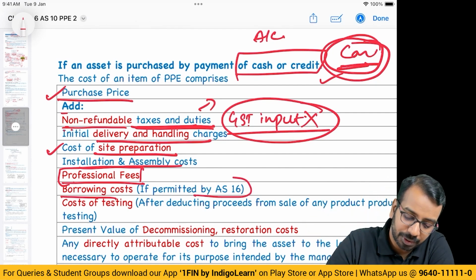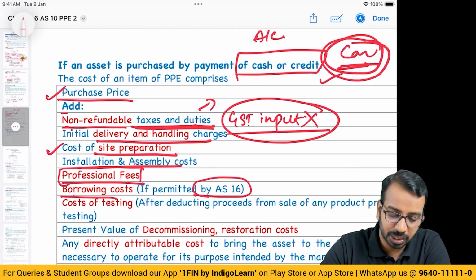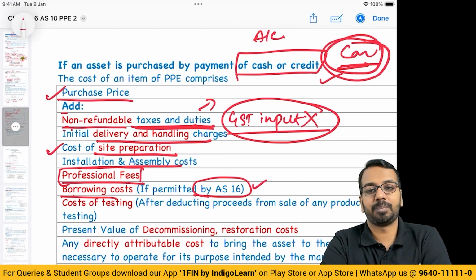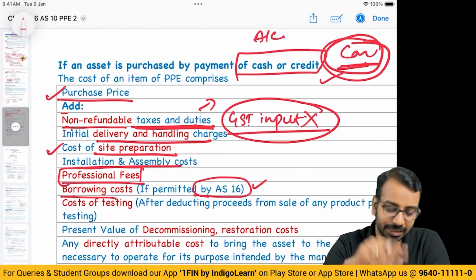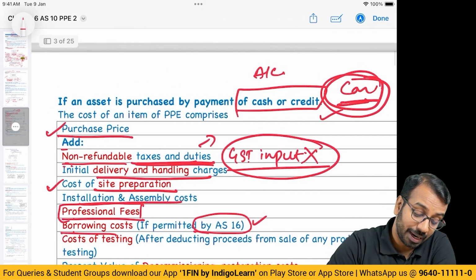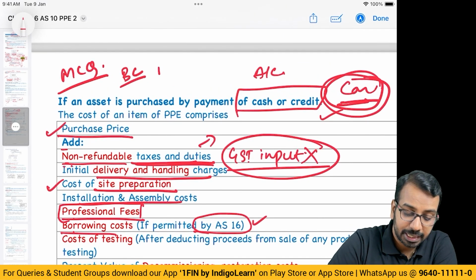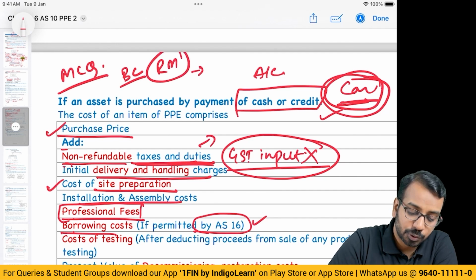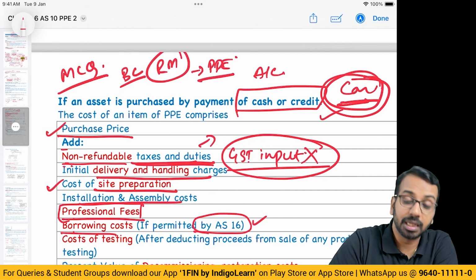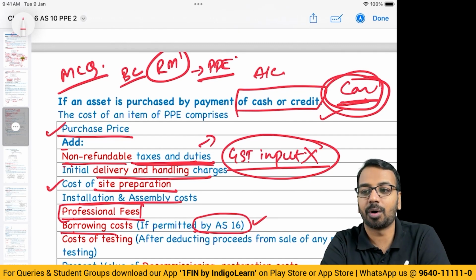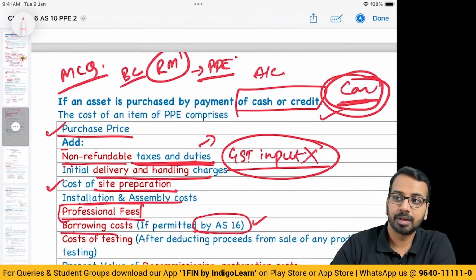Borrowing cost is permitted by Accounting Standard 16. So when we learn AS 16, we will understand if it is a qualifying asset. If it is a qualifying asset, then we need to consider it. This time they had asked in an MCQ, there was a borrowing cost incurred on raw material which was used to construct a PPE. Such a long chain was asked, right? So conceptual understanding was very, very important in that case, right?